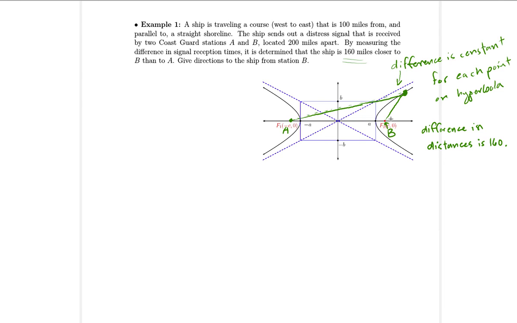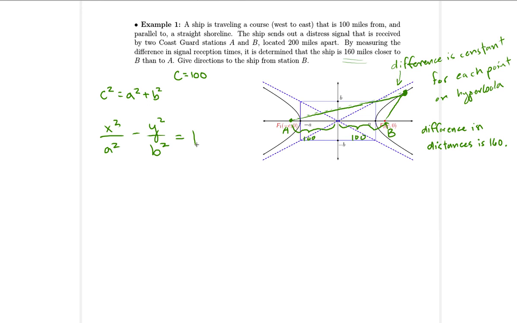So if I label these foci as these stations, we can also label the fact that we know that they're 200 miles apart. So if A and B are 200 miles apart from each other, then we also know that the distance from here to here is 100, and the distance from here to here is 100. So in other words, we know that c is equal to 100. And let's bear in mind that we know c squared equals a squared plus b squared for hyperbolas when we're thinking in terms of x squared over a squared minus y squared over b squared equals 1. So here's the idea.